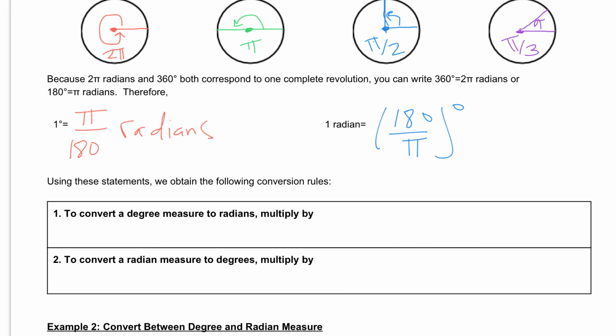And we're going to use this information to be able to do some conversions. To convert a degree measure to radians, we are going to multiply by pi radians over 180 degrees. And then to convert a radian measure to degrees, we're going to multiply by 180 degrees over pi radians. And we'll see that coming up in example 2.